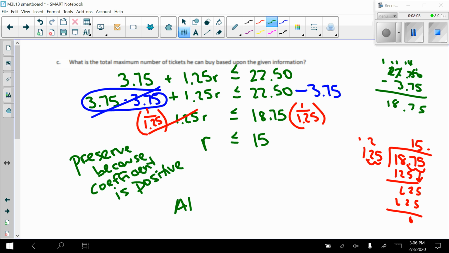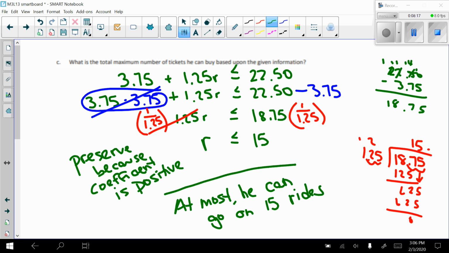At most, he can go on 15 rides. So he can do less, and he'll walk away with some money in his pocket if he doesn't lose it. But he can't go any more than 15 rides because he just doesn't have enough money.